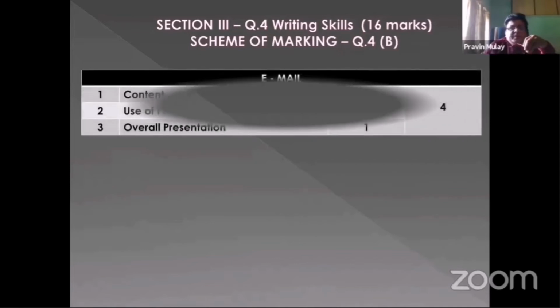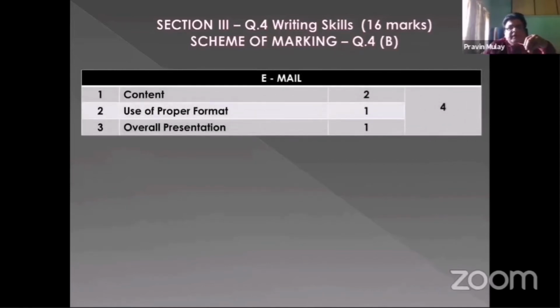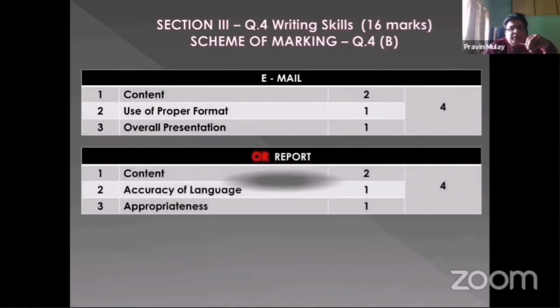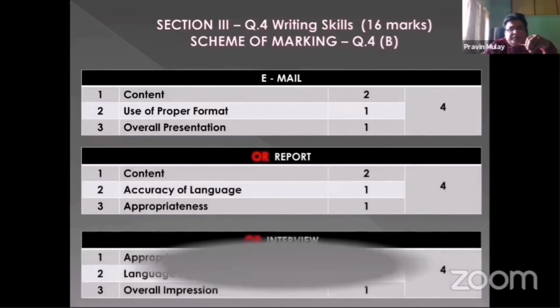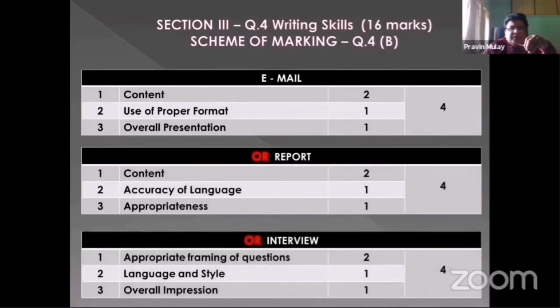Coming to question 4B, where we have email, report, and interview as options. The student is required to choose his or her own option and attempt accordingly. And again, you see the distribution of marks is 2 1 1, and it doesn't change till the last. So this is kept the same as in question 4A.